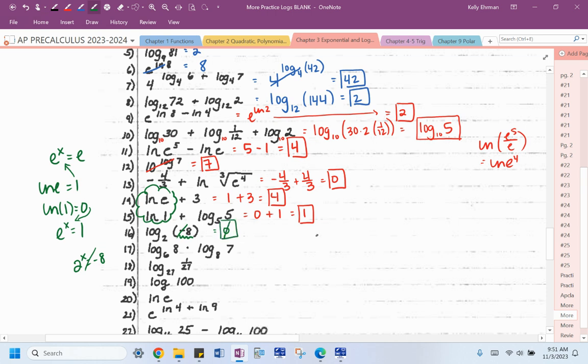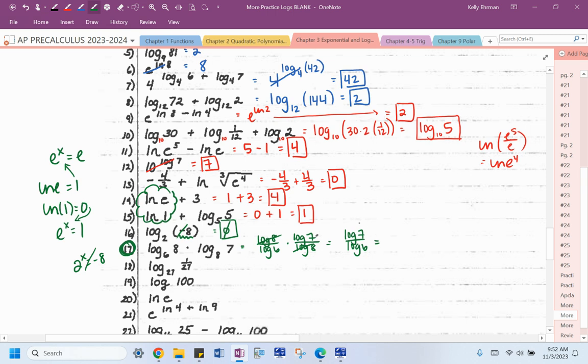I can't raise 6 to a nice power to get 8. I can't raise 8 to a nice power to get 7. And on top of that, these logs are being multiplied, so we don't have a way to condense. So this is the change of base formula. I can make log base 6 of 8 log 8 over log 6. I can make log base 8 of 7 log 7 over log 8. The log 8's cancel. That leaves me with log 7 over log 6.